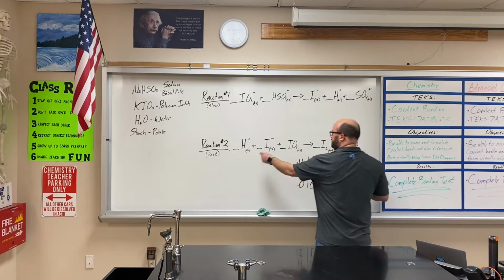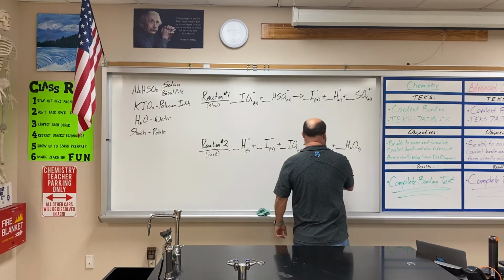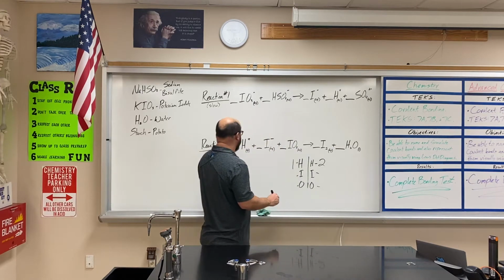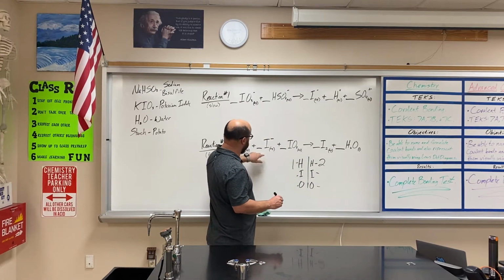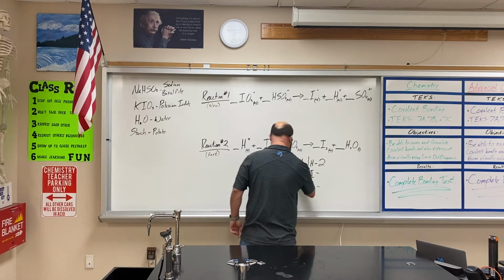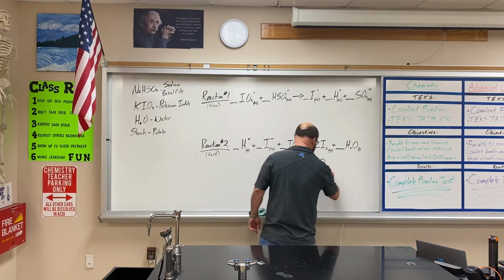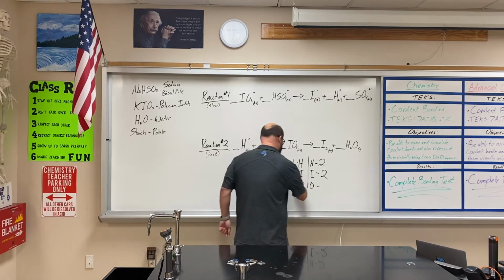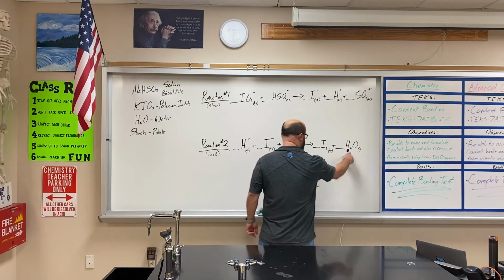Hydrogen on this side, we got 1. On this side, we have 2. Iodine, 1, 2. Over here, 2. And then oxygen, 3. And 1.